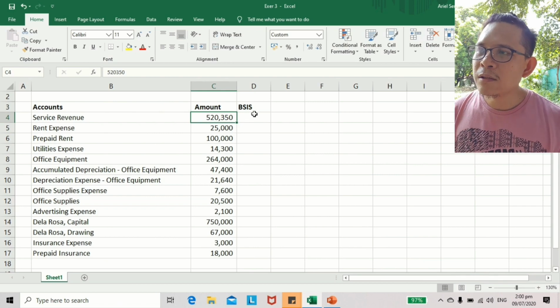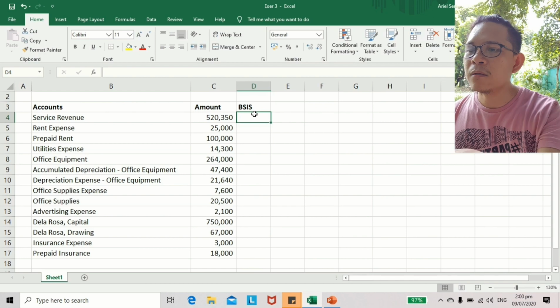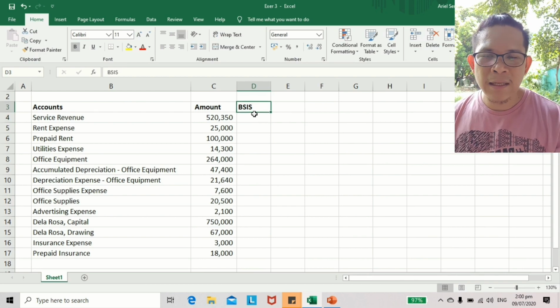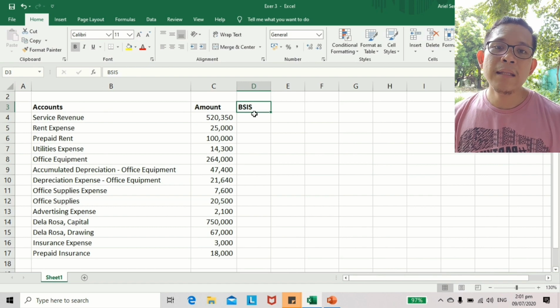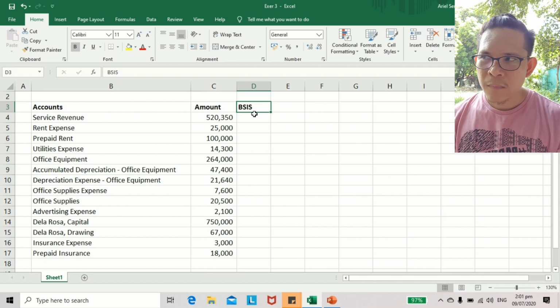Kung makikita mo dito sa kanang bahagi, meron akong label na BSIS. Kapag sinabi ko na BS, ito ay balance sheet. Kapag IS naman, ito naman ay income statement. Okay, now, pagdating sa service revenue, paano mo ba ito naiintindihan? Ano ito? Is this a balance sheet or an income statement?